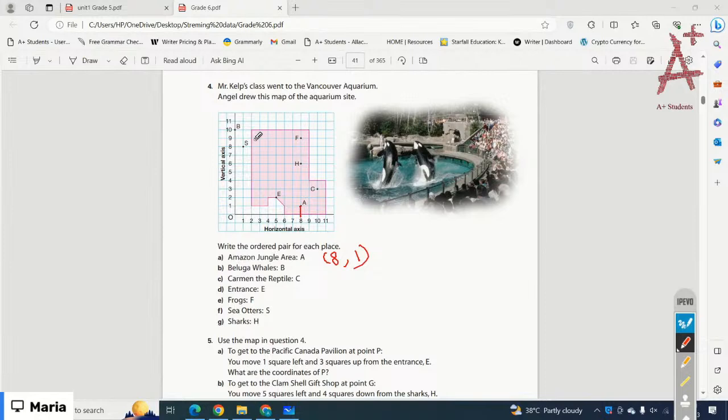Beluga whales, B. Here is the B. On this line, the y-axis, the x value is always 0. So for B, it is 0 and 10. Always write the x coordinate first, right? Caiman the reptile, C. Match it to the x-axis, it would be 10. And then y, it is 3. 10 and 3.